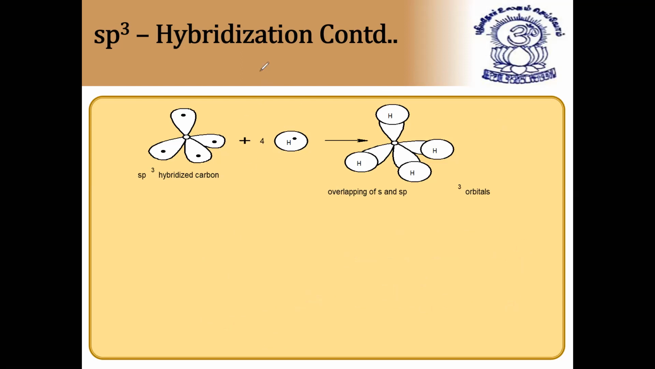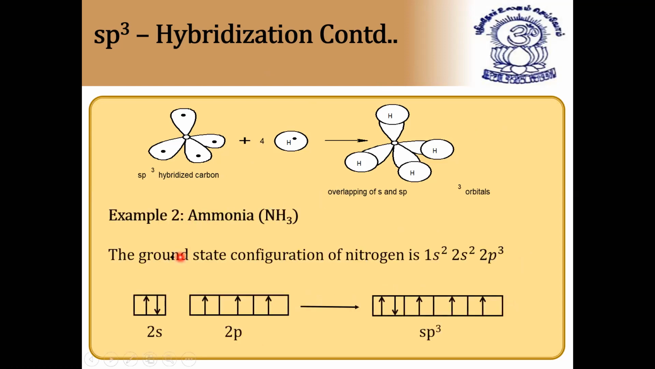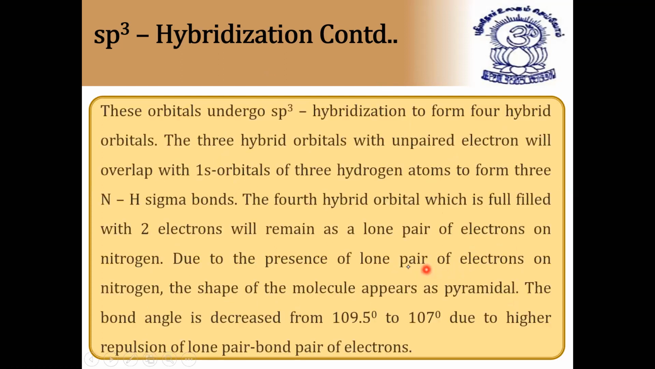Why am I discussing this? Because they will ask in the examination what is the hybridization and shape. So the next example is ammonia. The ground state configuration of nitrogen is 1s2, 2s2, 2p3. What is the bond angle in methane? 109.5 degrees. Whereas here, in the excited state, the orbitals undergo sp3 hybridization to form four hybrid orbitals.